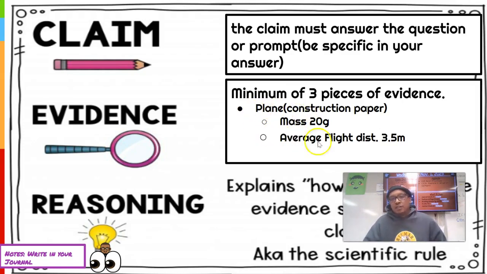And again, this is evidence pertaining to the flight distance and the mass of one plane that was made out of construction paper. Then the next one would be maybe a plane that's made out of computer paper, and what was the mass of that, and what was its average flight distance. That would be your second piece of evidence. Then maybe they move on to a third piece of evidence, which is a plane that's made out of lined paper, and what is the mass of that, and what is the average flight distance for that. So again, that is how your evidence should be listed out. It shouldn't be sentences. We shouldn't be explaining anything. We're just stating what happened inside of our labs, okay?